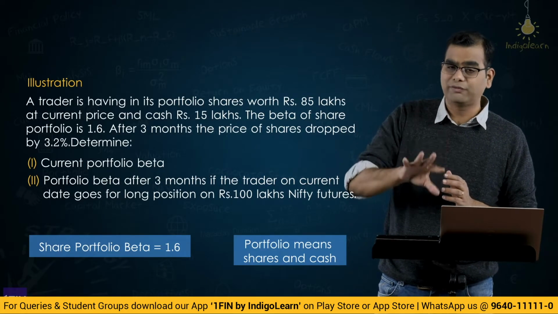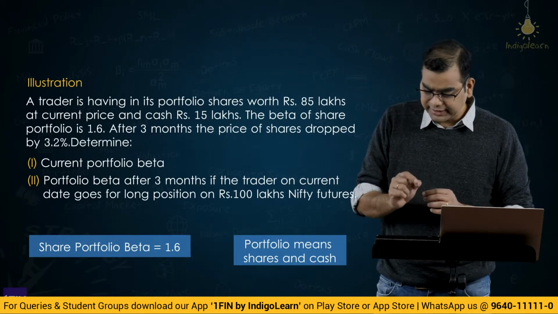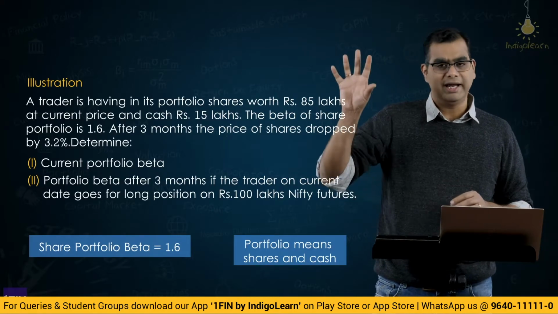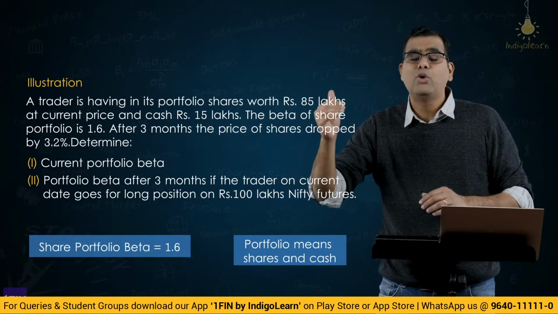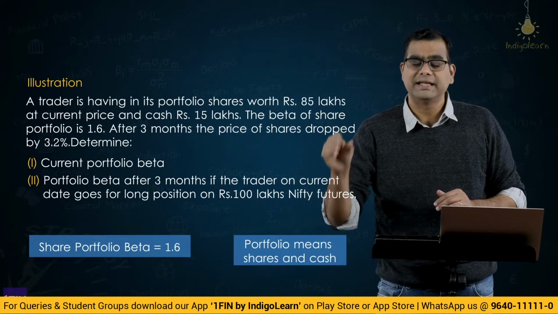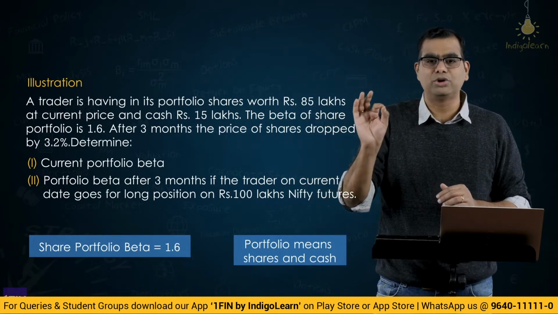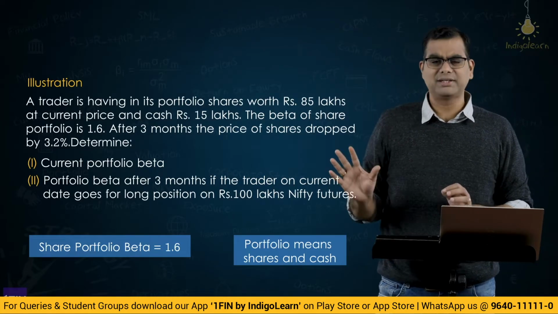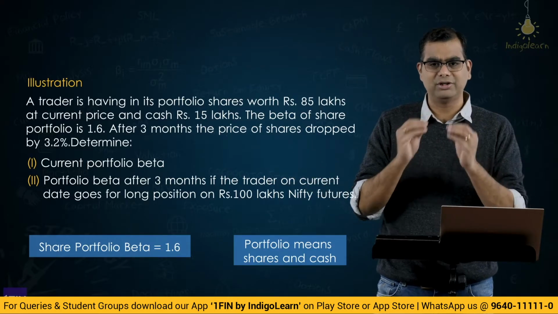Then what they have said is portfolio beta after 3 months. So, the entire portfolio beta after 3 months if the trader on current date goes for long position on 100 lakhs Nifty futures. So, 85 lakhs equity share portfolio is there, 15 lakhs cash is there. You also go long on 100 lakhs of Nifty futures, then what is the combined beta of all these three put together? That is the second question that they have asked. It's actually a very simple problem. We need not complicate it. Extremely simple. Put the numbers in a table, you will get the answer.